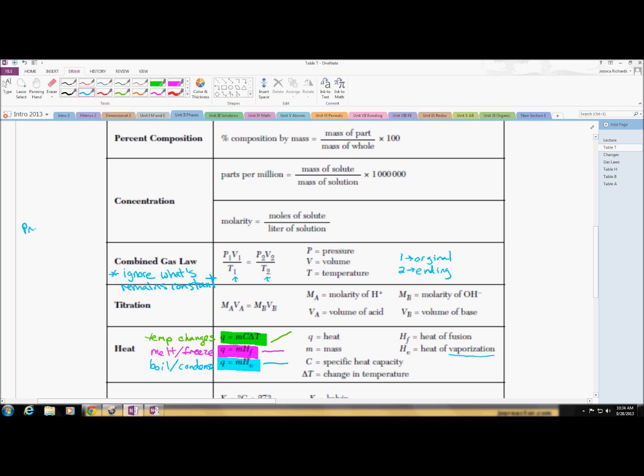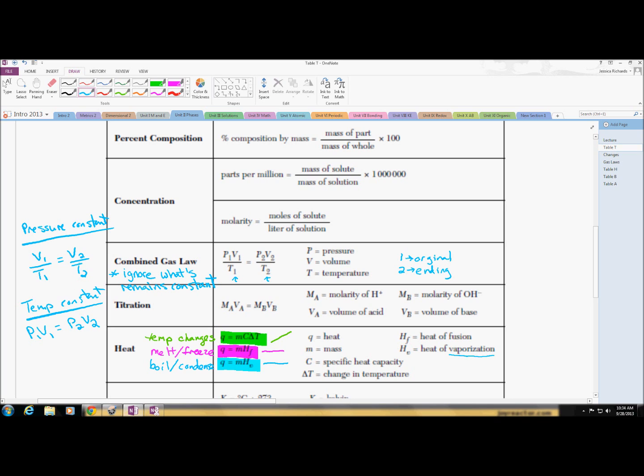So if they tell you the pressure is constant, you're going to take that combined gas law and ignore the pressure. So you're just going to take pressure out and have V1 over T1 equals V2 over T2. If they tell you the temperature stays constant, then you're just going to ignore temperature, and you have P1 V1 equals P2 V2.